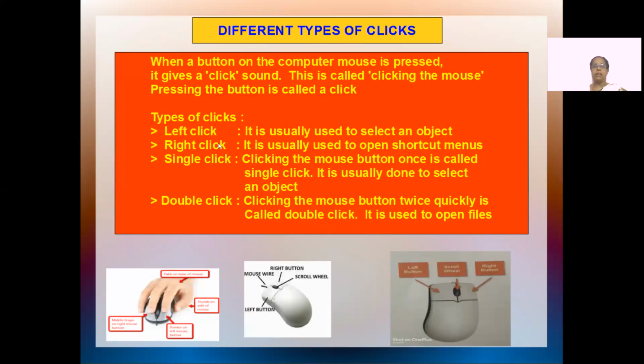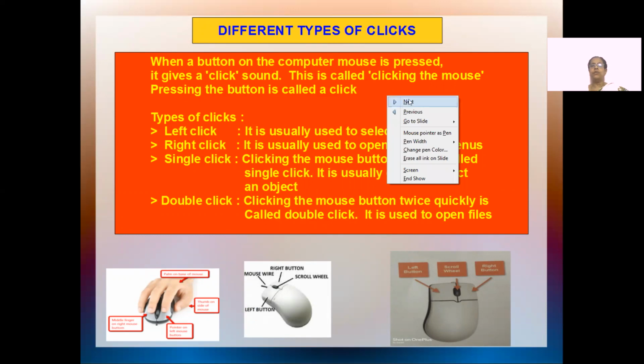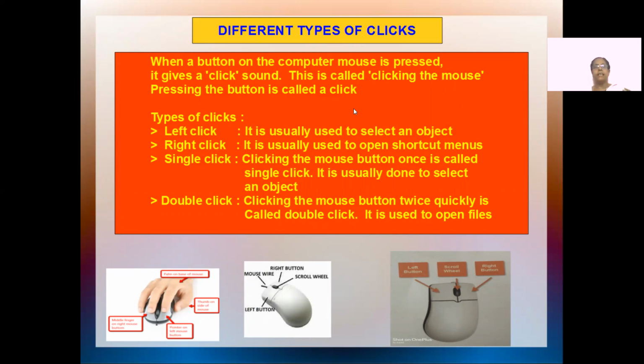The first click is called left click. What is the use of left click? It helps us to select any object. When we click on this, it selects that object. The right click opens a shortcut. If I give a right click, it asks: do you want to go to the next slide, the previous slide, or whatever you want? Do you want to use a pen? Whatever options are there, when we press the right button, it gives us shortcut menus.